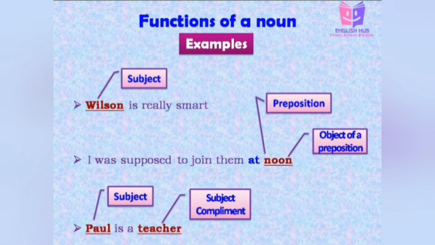Let's look at a few more examples. Wilson is really smart. In this sentence, the highlighted noun serves as a subject in the sentence. I was supposed to join them at noon. The noun in this sentence functions as an object of the preposition. Here, at is a preposition and noon is the object of a preposition. The next sentence, Paul is a teacher. Here, the noun Paul is the subject and teacher acts as a subject complement.